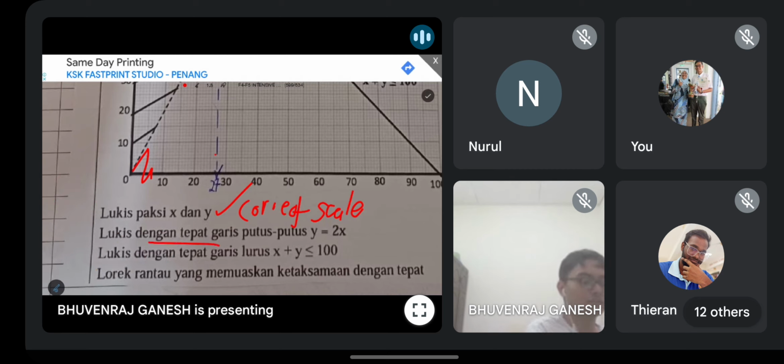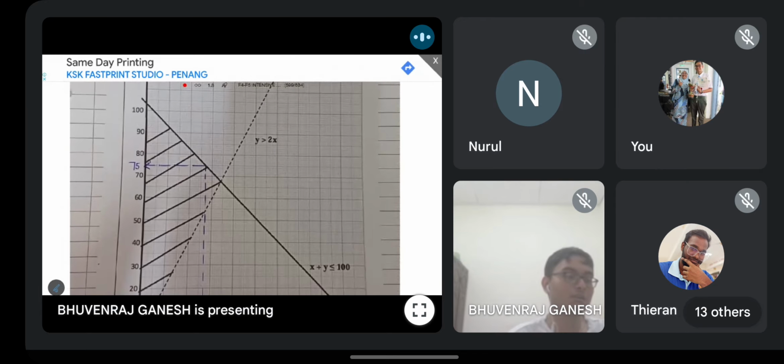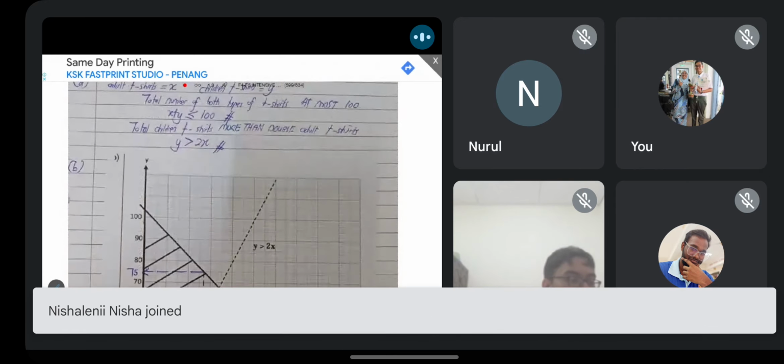So then you must draw the line. Make sure it's a dotted line for this equation, and then this one is a solid line. And then make sure you shade correctly. So these are the 4 criteria to score the marks. I think it shouldn't be a problem to get the full marks. This one is really like a bonus if you can do it correctly.